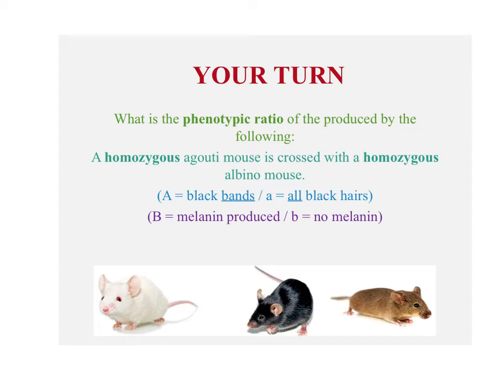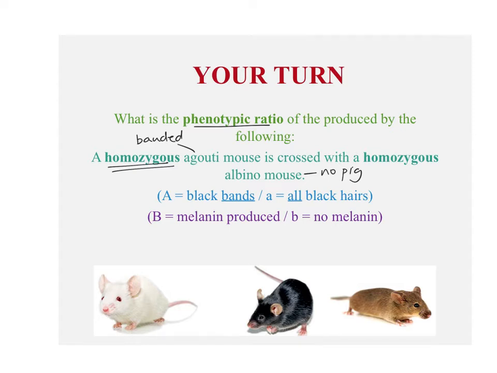Now, could you please use your knowledge, so thinking about things a little bit deeper, what is the phenotypic ratio produced by the following? A homozygous agouti mouse, so remember that is a banded mouse, crossed with a homozygous albino mouse. And remember that's no pigment. Okay, have a go. Pause, you're going to need to do a genetic diagram, a big cross, and then come back when you're ready.